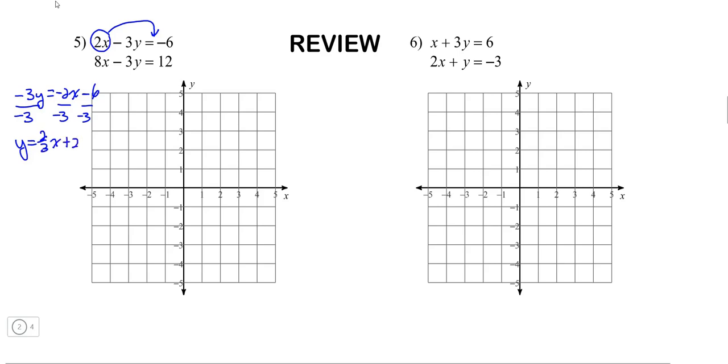So now our y-intercept is 2, and our slope is 2/3. So it's up 2, right 3. So up 2, right 3, 1, 2, 3. And again, I'm going to place the other points. So I'm going to go backwards, down 2, left 3, and take my straight edge and draw my line.